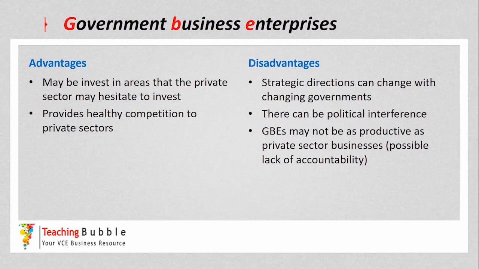And some disadvantages. The strategic direction can change if the government changes, and the government can change regularly, depending on who the public vote in. So therefore, the strategic direction can often change relatively regularly. And therefore, there can also be political interference because there is a shareholder minister. They've got to, one, benefit the community, but also consider the political objectives that they're trying to achieve.